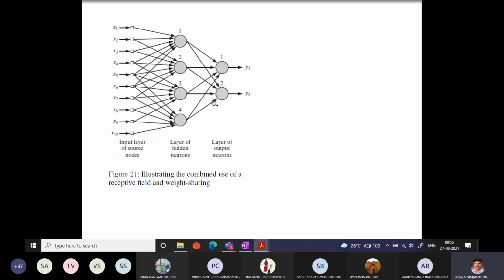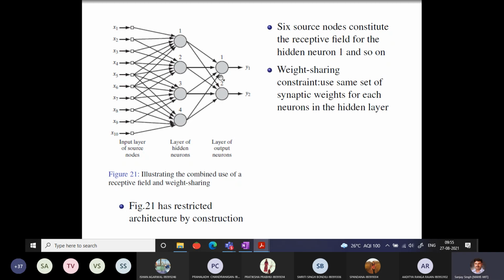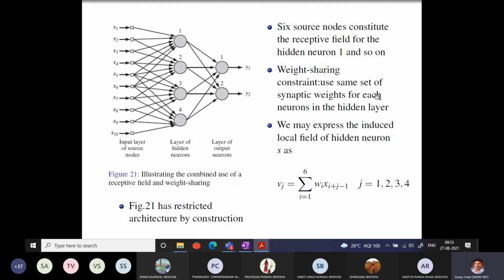Whereas at this particular layer it is fully connected, but this layer is not fully connected. So this kind of way, it is possible to incorporate the prior information. It's a restricted architecture by construction, and 6 source nodes constitute the receptive field for the hidden neuron, and so on. And for weight sharing, we use the same set of synaptic weights for each neuron in the hidden layer. Same set of weights. You're not changing anything.